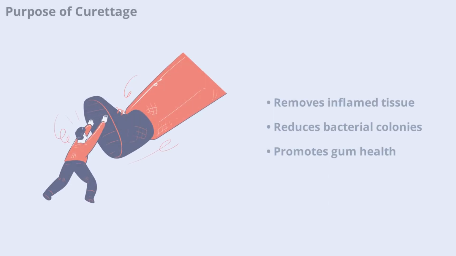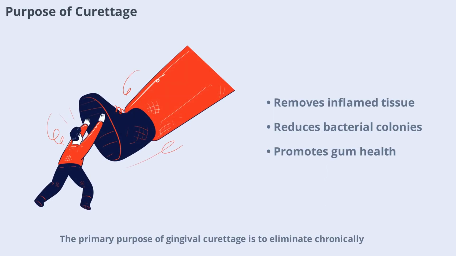process. The primary purpose of gingival curettage is to eliminate chronically inflamed granulation tissue from the lateral wall of the periodontal pocket. This tissue often contains fibroblastic and angioblastic proliferations, areas of chronic inflammation, dislodged calculus, and bacterial colonies. By removing these problematic tissues, the procedure aims to reduce inflammation, promote healing, and restore the health of the gums. The result is a cleaner environment that supports the reattachment of healthy tissue.